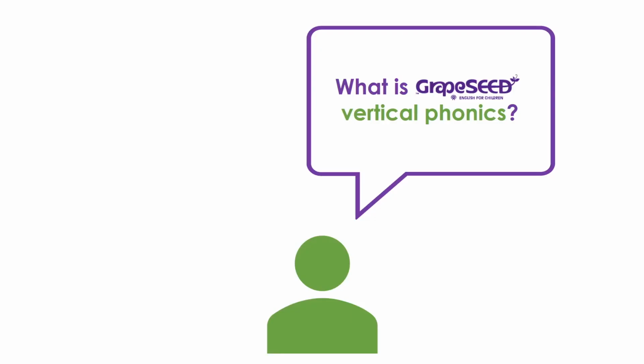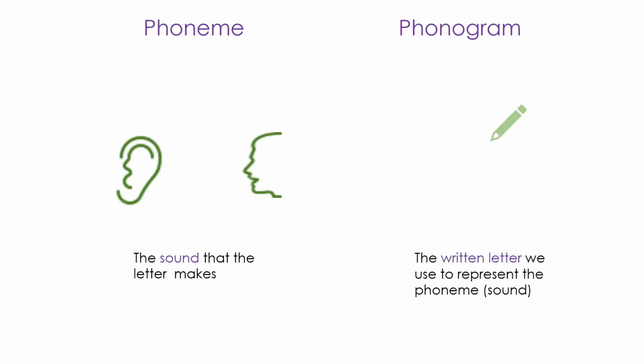What is Grapeseed vertical phonics? In order to clearly explain this and to introduce the terminology for new teachers, we need to explain two terms. The first term is phoneme. The second term is phonogram. The phoneme is the sound that the letter makes. The phonogram is the written letter that we use to represent the phoneme.